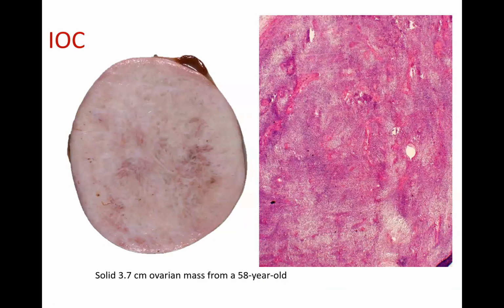So here you are, you have a 3.7 centimeter ovarian mass removed from a 58-year-old patient. Here's the mass, cut surface, white. You see it's fascicular. There are no areas of hemorrhage. There is no necrosis. You do a frozen section and the frozen section looks like this. Homogeneous proliferating cells. What should be your diagnosis?